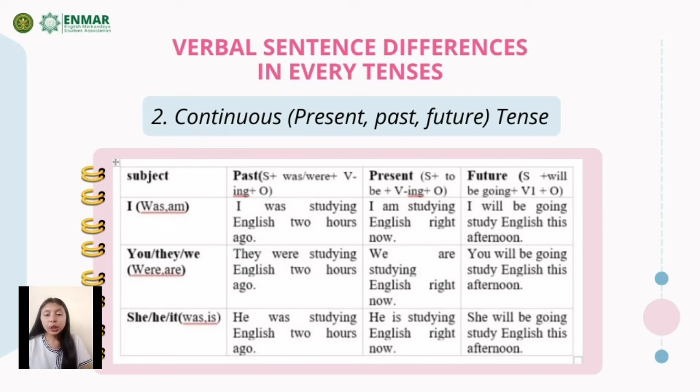And the last, future continuous tense. Future continuous tense is a tense that is used to express an action or activity that will be happening in the future. General formula: subject plus will be plus verb ing plus object. For example, I will be studying English this afternoon. I is a subject, will be is a to be, studying is a verb ing, English is an object, and this afternoon is a complement.